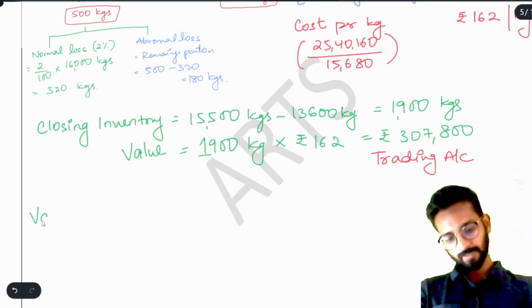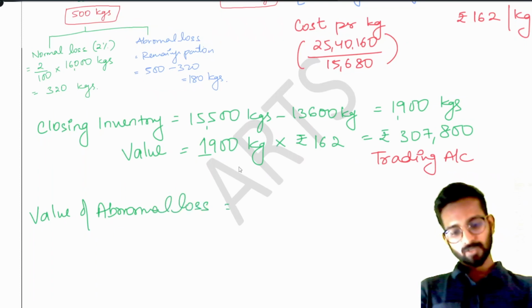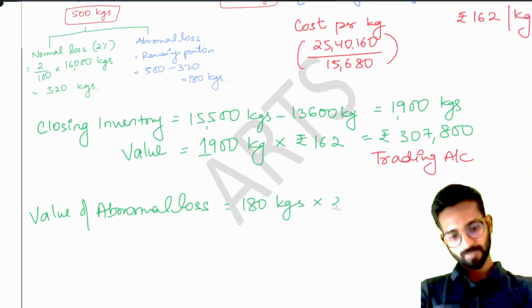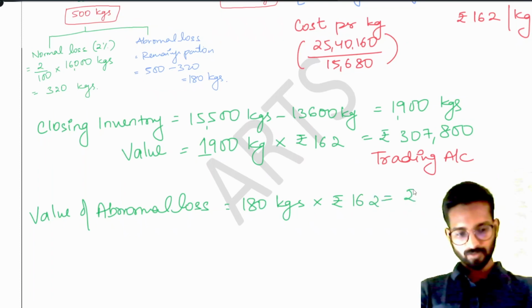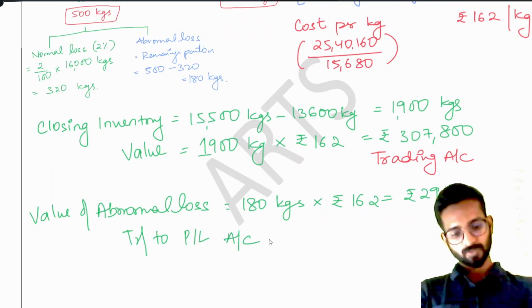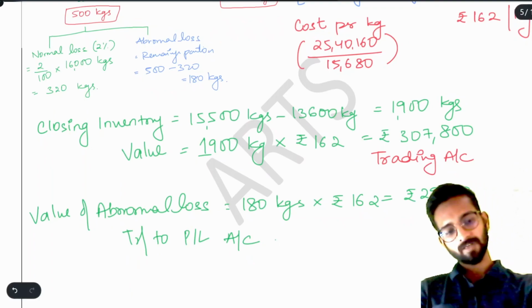Now, value of abnormal loss is how much? Totally abnormal loss was 180 kilos and cost per unit is 162. So 180 kgs into rupees 162, that is rupees 29,160. This is your abnormal loss, which will be transferred to profit and loss account. Okay, understood. This is your abnormal loss, normal loss and closing inventory valuation.